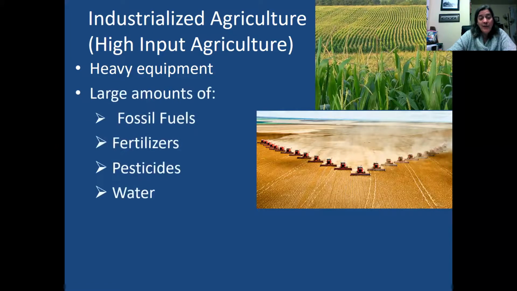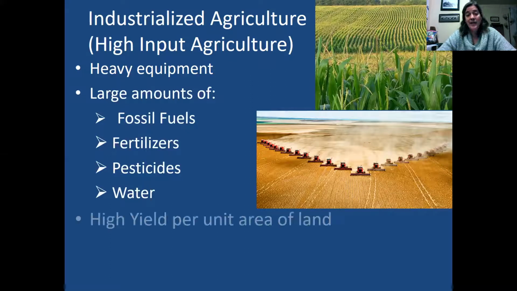Okay, so industrialized agriculture, this is also called high input agriculture. You're going to use heavy equipment. And part of that means downsides. You're going to use fossil fuels, fertilizers, pesticides, and a lot of water. So the upsides are you can get a high yield per unit area of land.